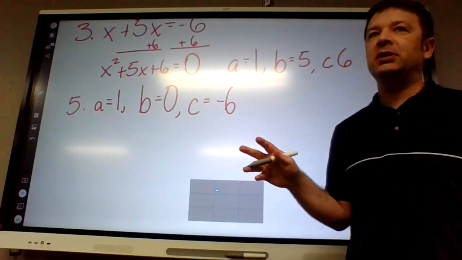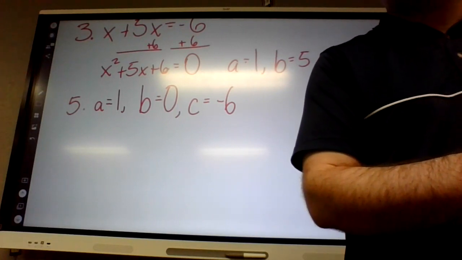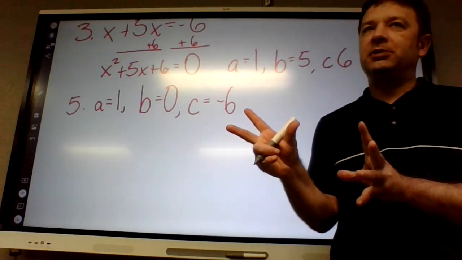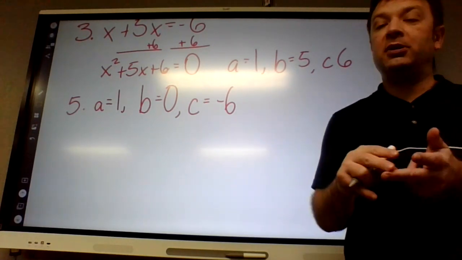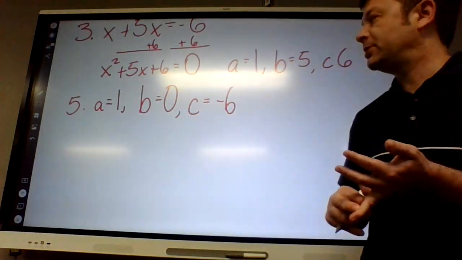That's kind of important. So the A value should always be the number in front of the square term. The B value should be the number in front of the power of 1 term, like the X term or the W term or whatever. And then the C value should be the constant with no variable.